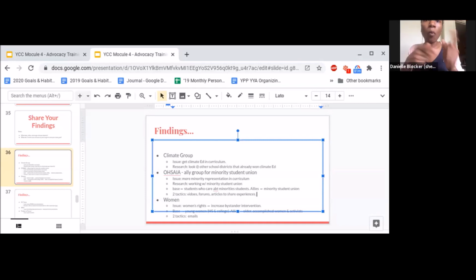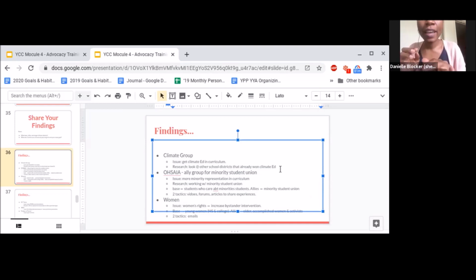One thing I'll suggest is to make sure in your issue to have more minority representation in the curriculum. Whatever your target is, make sure that your tactics are particularly aimed at that target and influencing who it is. Videos and forums can do that depending on the target. So very good, and thanks for presenting.